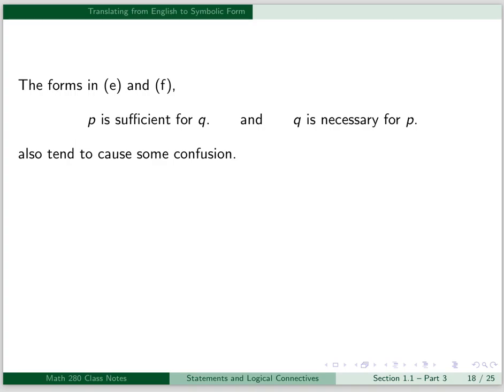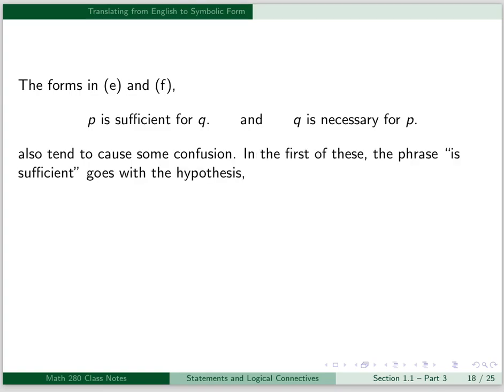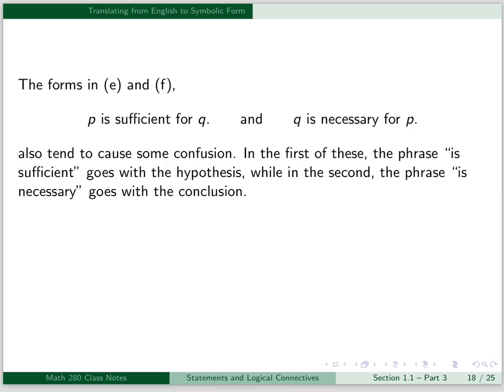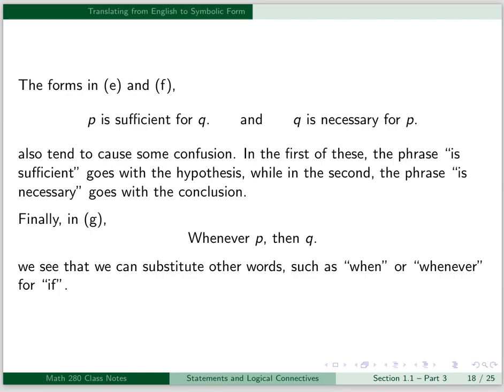The forms in E and F, P is sufficient for Q, and Q is necessary for P, also tend to cause some confusion. In the first of these, the phrase is sufficient goes with the hypothesis, while in the second, the phrase is necessary goes with the conclusion. Finally, in G, whenever P then Q, we see that we can substitute other words such as when or whenever for if.